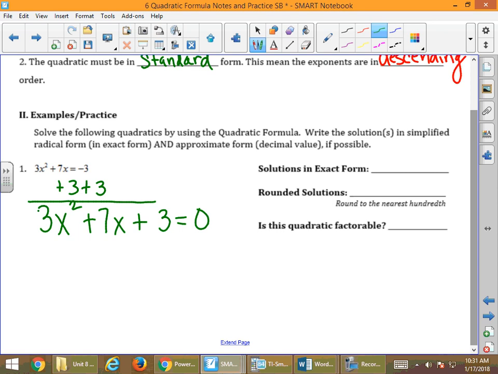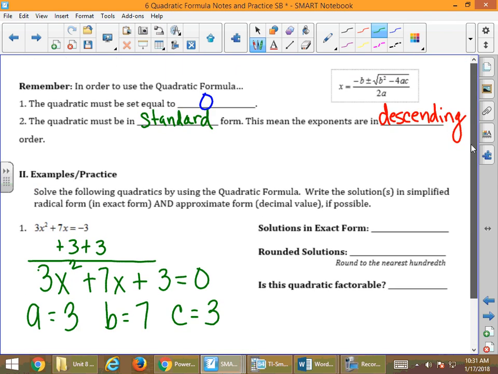X squared, the 2 is the highest exponent. Then it's got 7x, x to the first, that's the next highest exponent. Then the last term, 3, is the constant. It's in the right order for us to say A is 3, B is 7, and C is 3. And you can see the quadratic formula there at the top of your paper to fill this in.